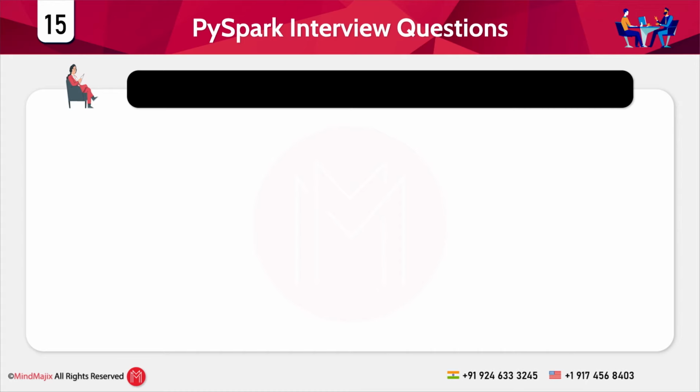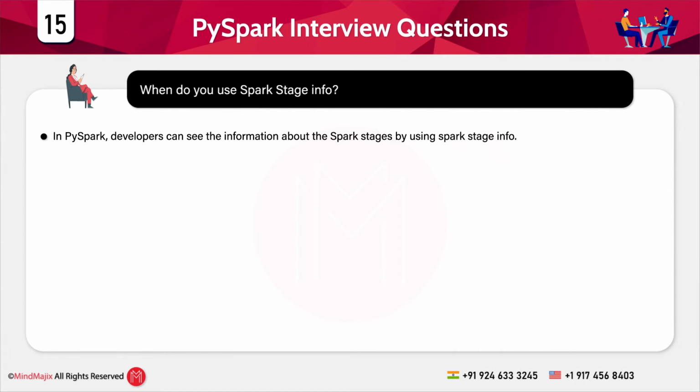The next question is, when do you use StageInfo? In PySpark, developers can see the information about the Spark stages by using SparkStageInfo. A stage is a physical unit that executes multiple tasks in computation. SparkStageInfo is controlled by the DAG, which is nothing but a directed acyclic graph, to process and transform any data.